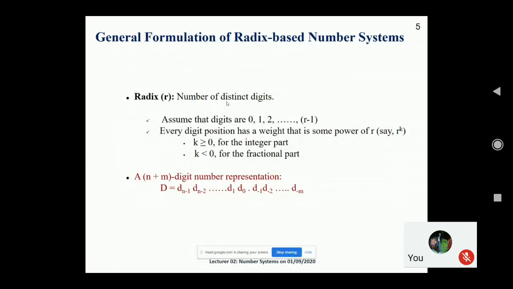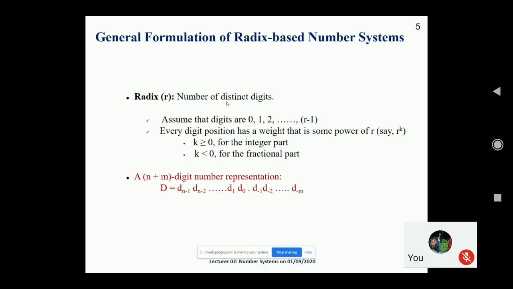The third point: at first I will complete this one, then you can ask. Just wait a few seconds. n plus m is the length of the total digits. Suppose m represents the fractional part and n represents the integer part. That means any numbering system is the combination of the integer part and the fractional part.